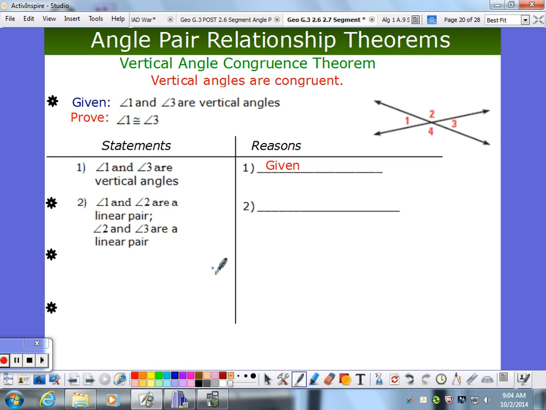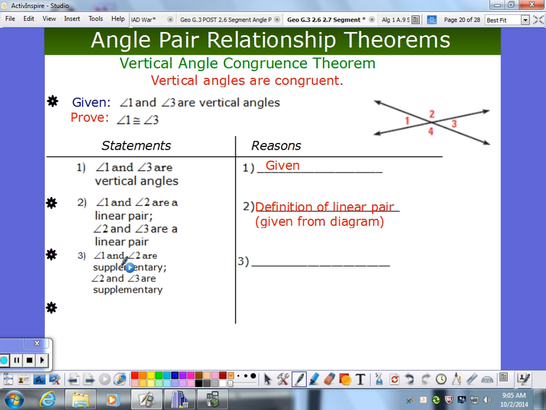So let's see where we're going from here. Angles 1 and 2 are a linear pair, and 2 and 3 are a linear pair, because I can see that in the diagram, the definition of a linear pair. Well, that means angles 1 and 2 are supplementary, and 2 and 3 are supplementary. That's our new postulate. The linear pair postulate states that if you have a linear pair, the angles are supplementary. So I'm using that one.